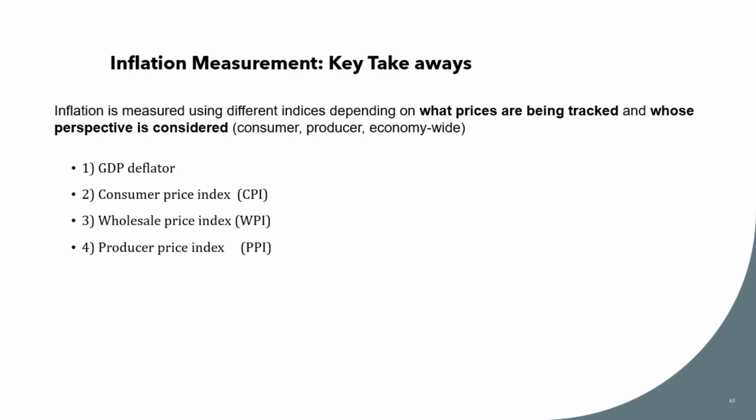So let's conclude this session. In this session, we have defined what inflation is, and how inflation is measured using different indices, depending on what prices are being tracked and whose perspective is considered. Accordingly, we have discussed four measures. One is the GDP deflator. The second one is the consumer price index. The third one is the wholesale price index. And the fourth one is the producer price index.